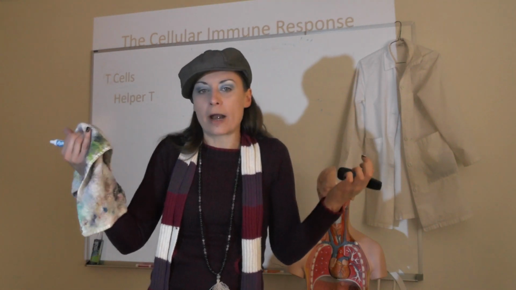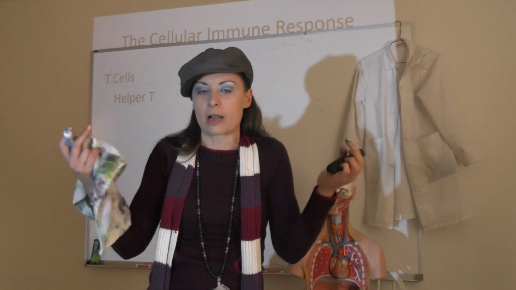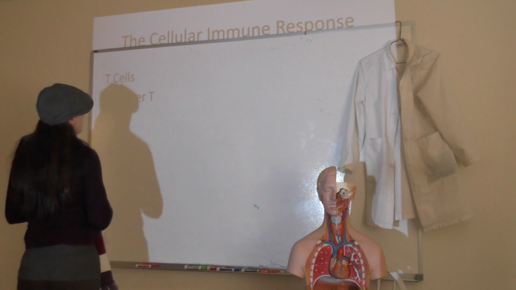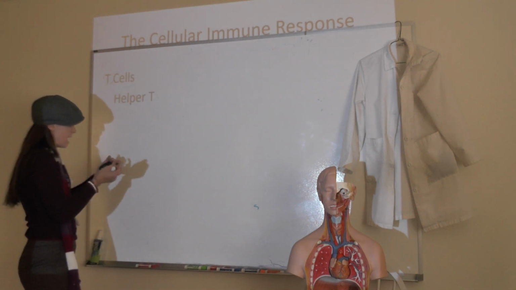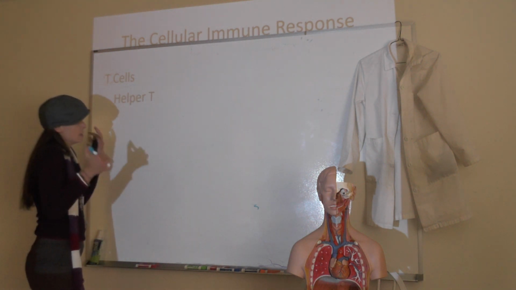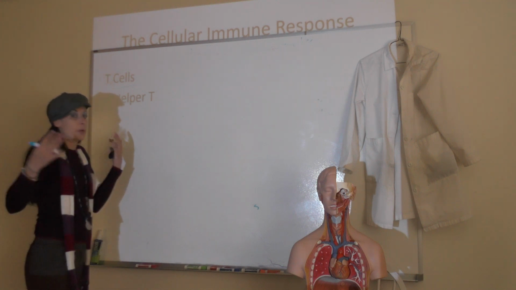Because both branches of immunity require helper T cells, we'll just talk about helper T cells and cytotoxic T cells, take a break and come back and talk about the B cell response. So for the cellular immune response, we have to get helper T cells activated in order to get anything going. For both branches you do.